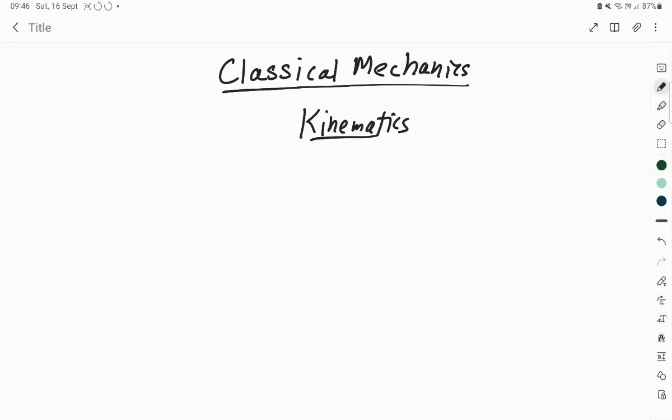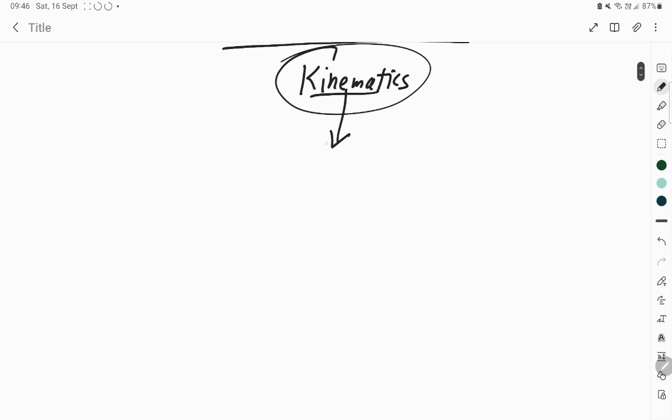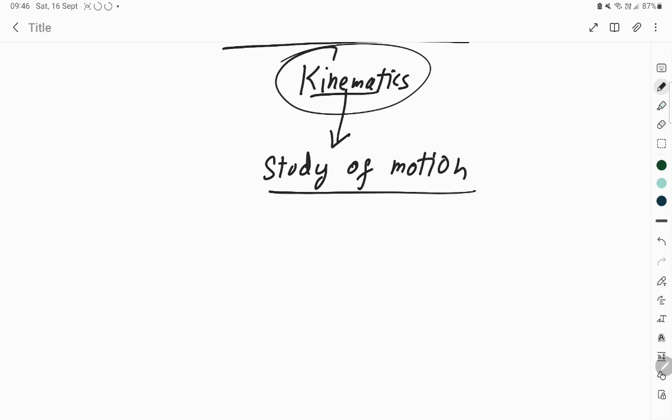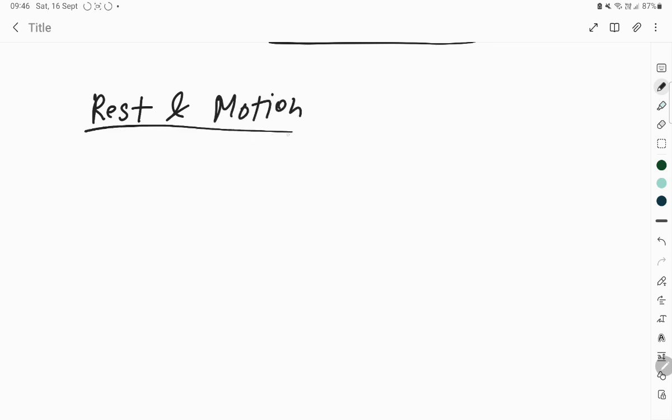Hello everyone. Welcome to this classical mechanics course, and we're going to start off with kinematics. Kinematics refers to the study of motion. It's not a study of the cause of the motion, but a study of the motion itself. So, first we need to define some terms: rest and motion. What do these terms mean?